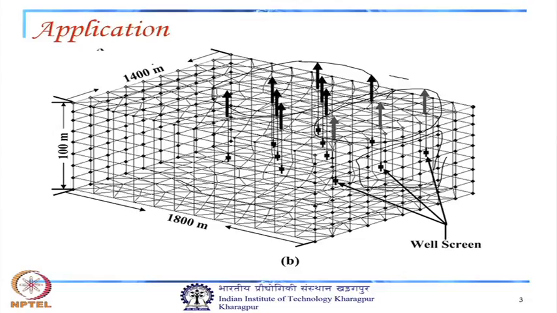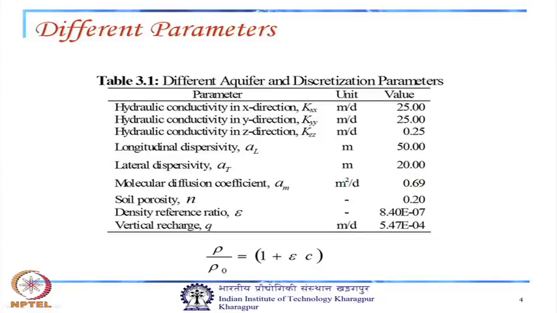This is the size, 1800 meters, with 100 meter thickness of the aquifer and 1400 meters, and this has been modeled using FEM water. So, these are the well screen levels. These are the values for the hydraulic conductivity: 25 meters per day for x and y direction and 0.25 meters per day in z direction.